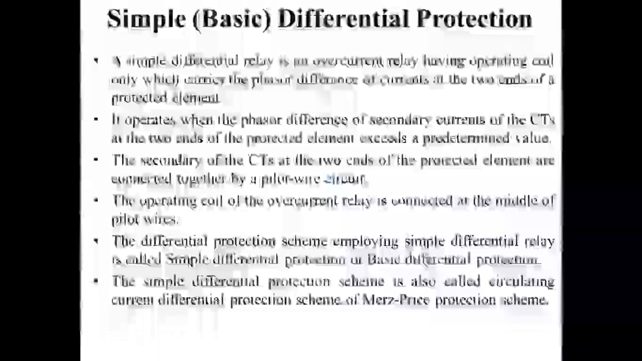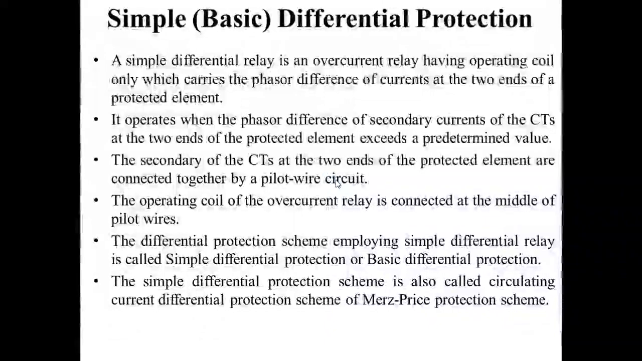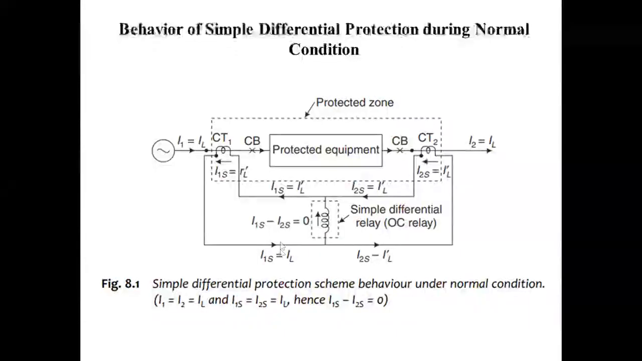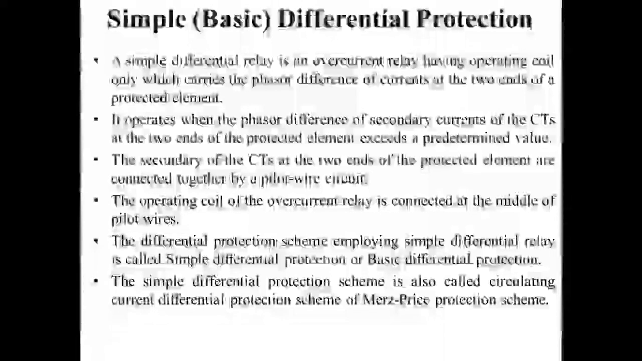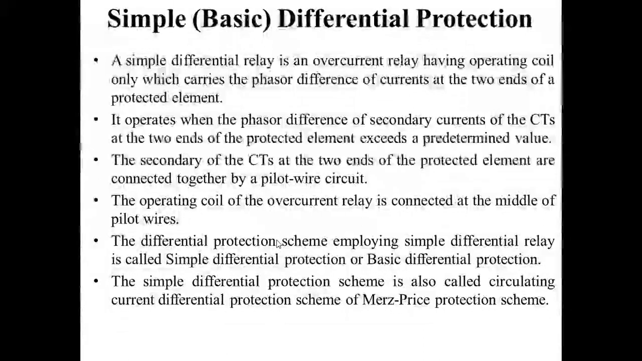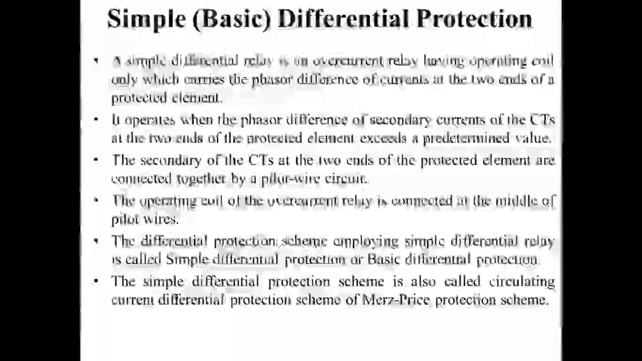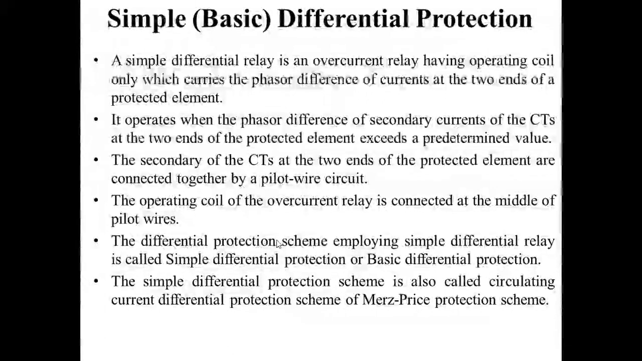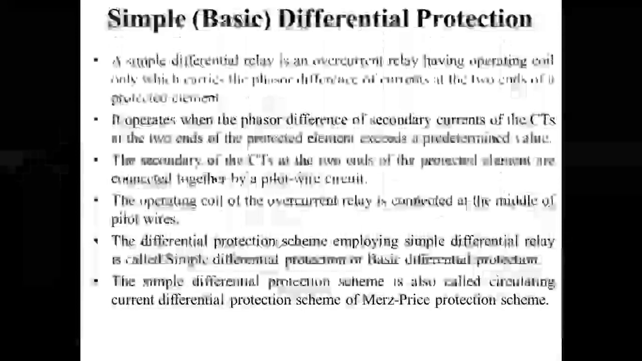So this is our simple differential relay. This differential relay is used in transmission line protection. This simple differential relay is an overcurrent relay. And what is overcurrent? Overcurrent is when the relay current exceeds a predetermined value, a value we have to set. After that value, this overcurrent relay operates.